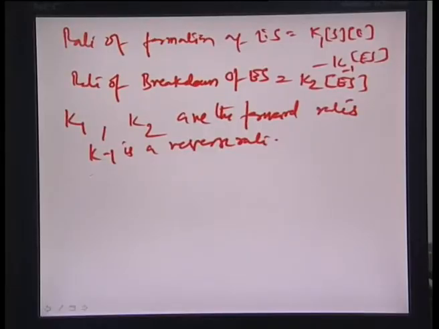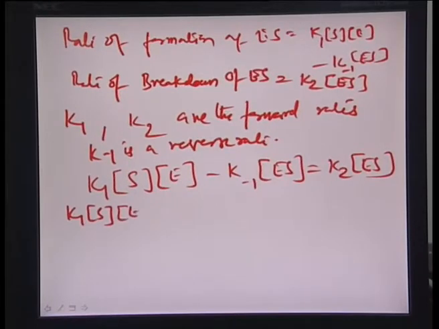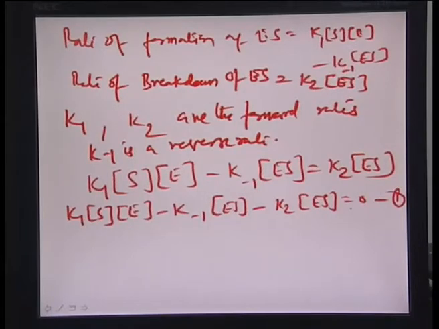And if we take that into picture, then we can say K1 times concentration S, concentration E, minus K minus 1 times concentration ES is equal to K2 times concentration ES. Okay. And therefore, the different rates all put together, K minus 1 ES minus K2 ES is 0. Let us call this equation 1 at this time.